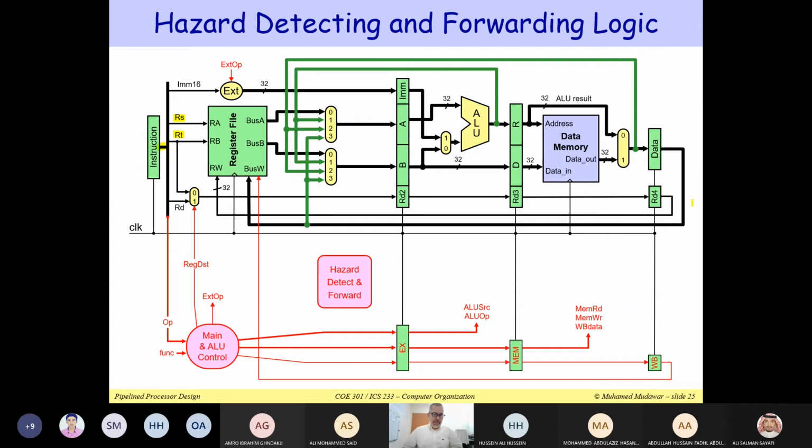The inputs will be RS and RT. So we take RS and RT and we feed them as inputs to this logic. So basically we are copying it. This RS will come from here. Let me just pass it like this all the way to here. Basically I'm just connecting the wires. I'm showing here RS and RT as inputs.